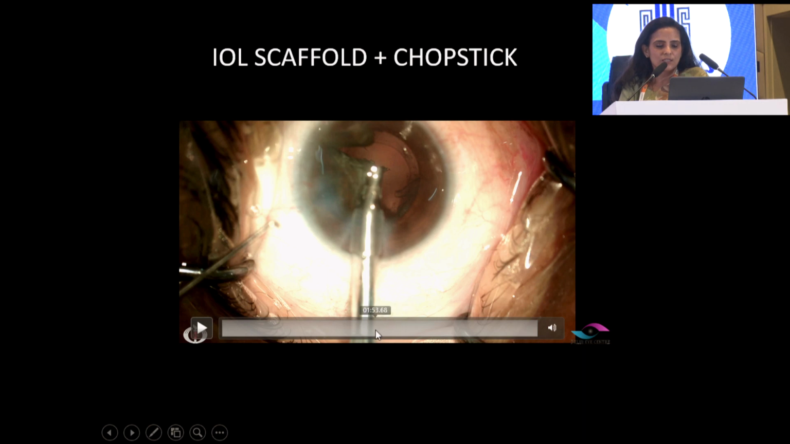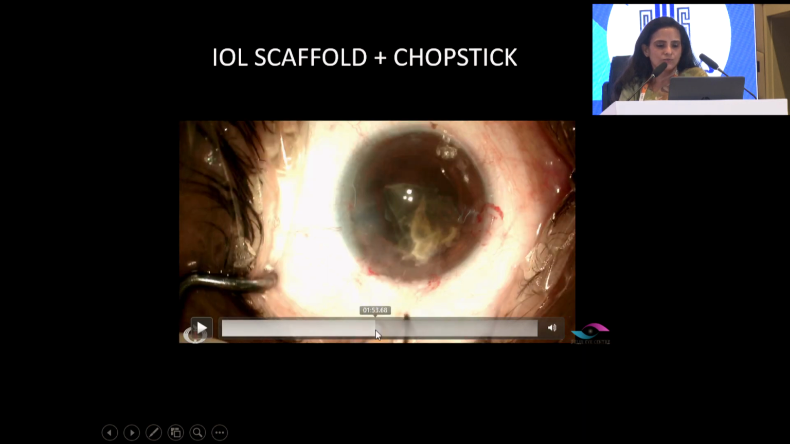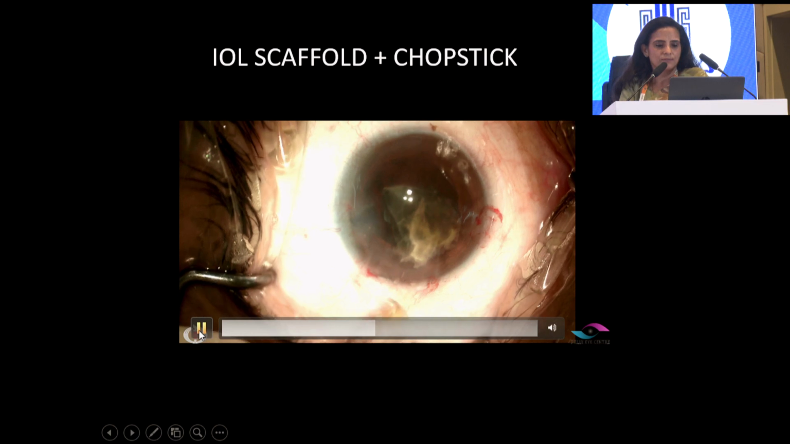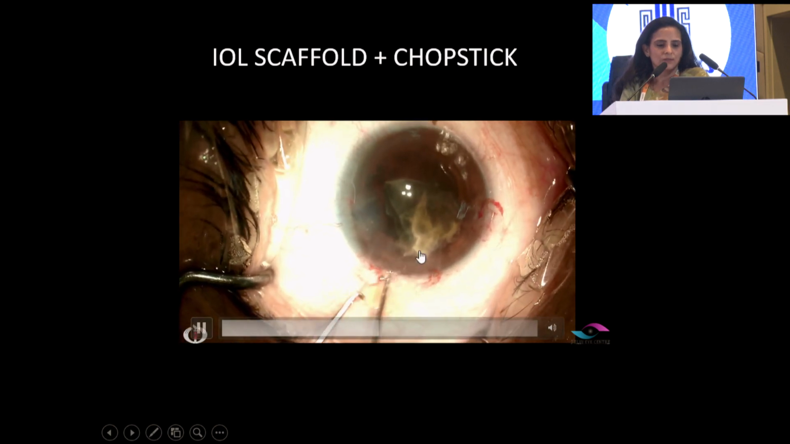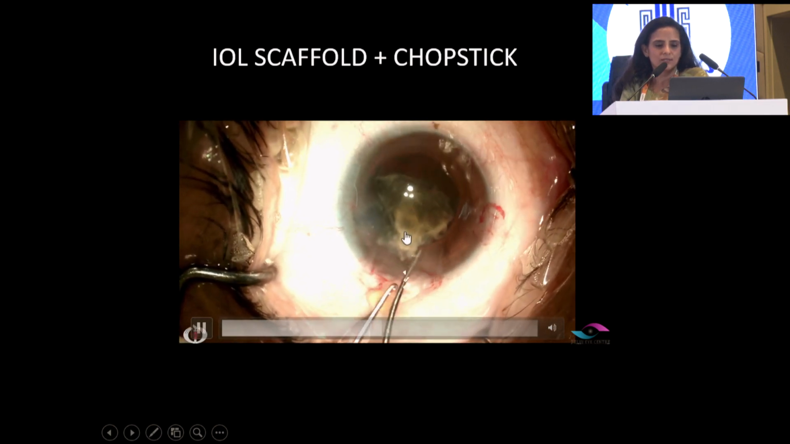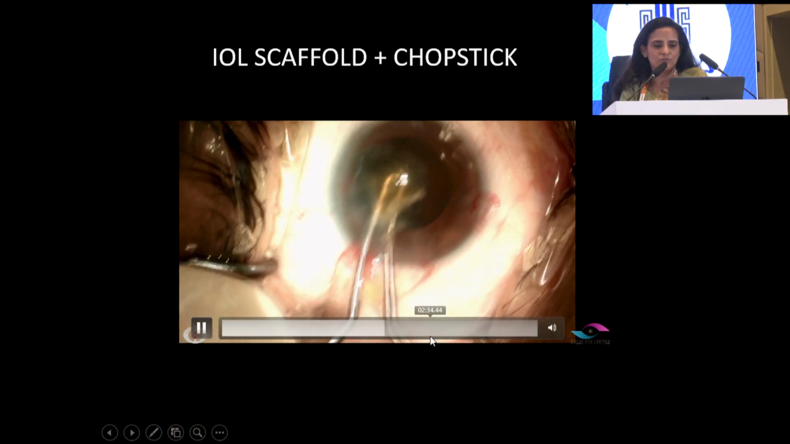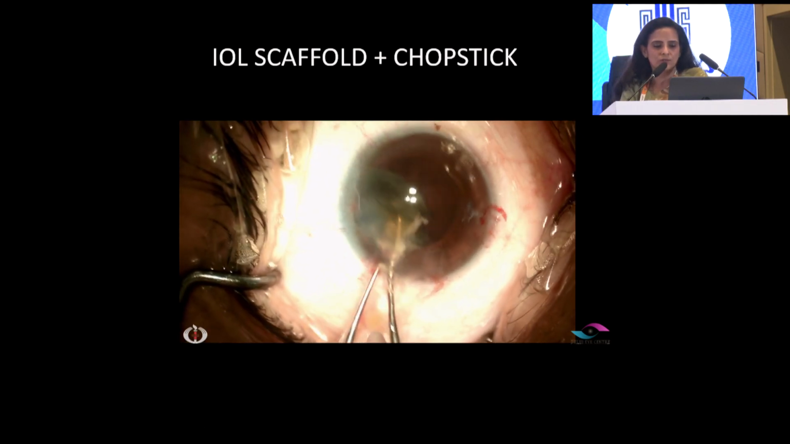Another good technique is the IOL scaffold technique. So I'll be just showing you a small video of that. This is a PCT that has occurred, and this is the nuclear matter that is left, which is being removed, as I said, with two instruments. This is called the chopstick technique.